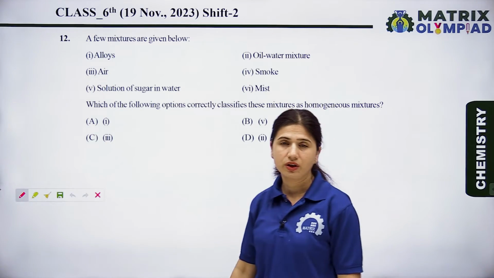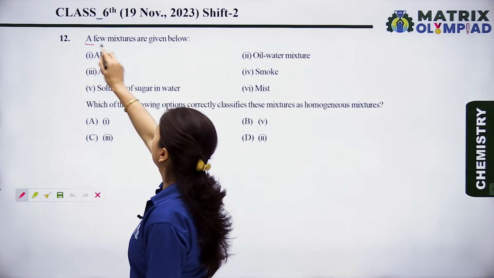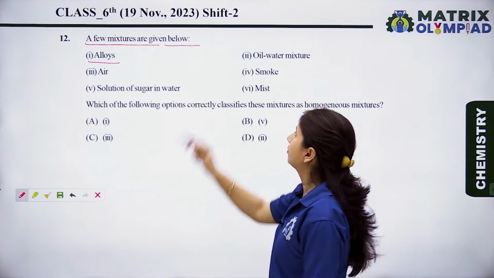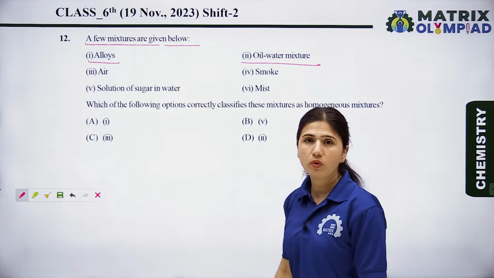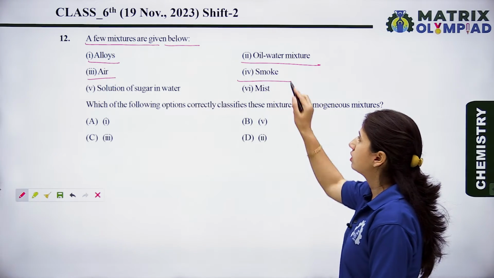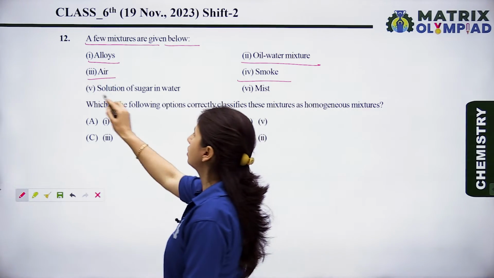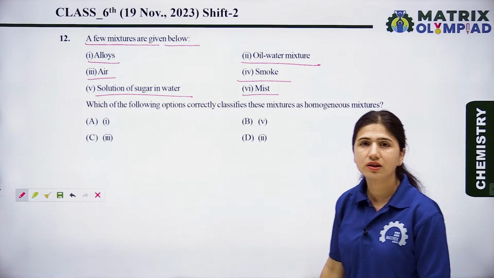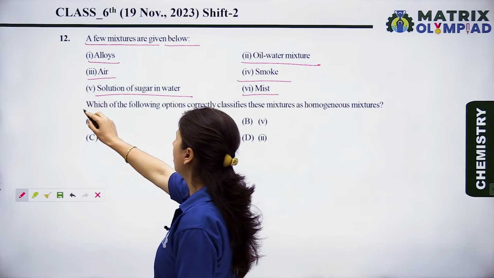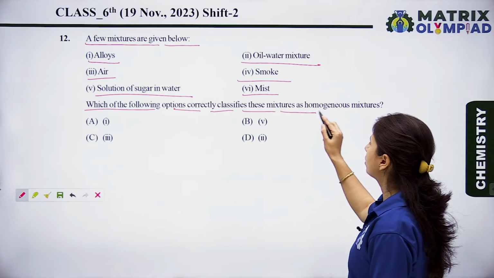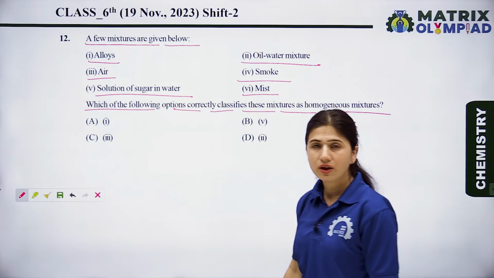Let's see the question. The question is: a few mixtures are given below. First is alloys. Second is oil-water mixture. Third is air. Fourth is smoke. Fifth is solution of sugar in water. And sixth is mist. Now see the question. Which of the following options correctly classifies these mixtures as homogeneous mixtures?